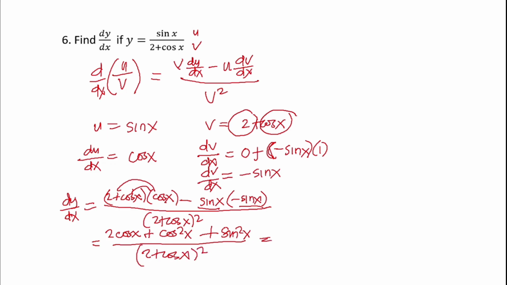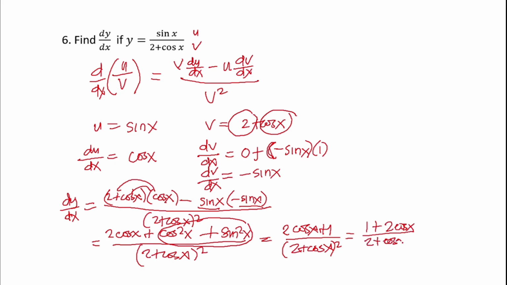So therefore, this is an identity: cosine squared plus sine squared is equal to 1. So we have 2 cosine x plus 1 over 2 plus cosine x quantity squared, or we can rewrite this as 1 plus 2 cosine x over 2 plus cosine x quantity squared. So this is the final answer. So that is for number 6.